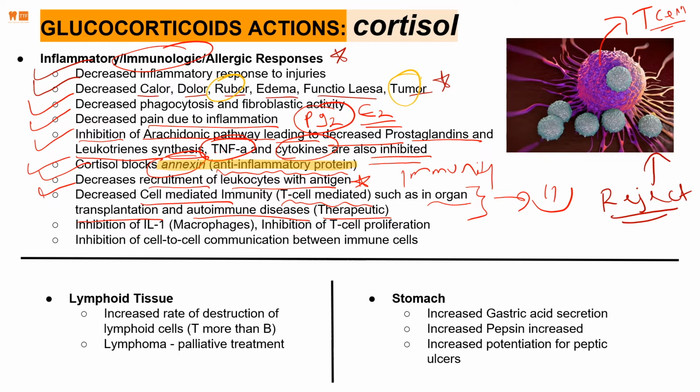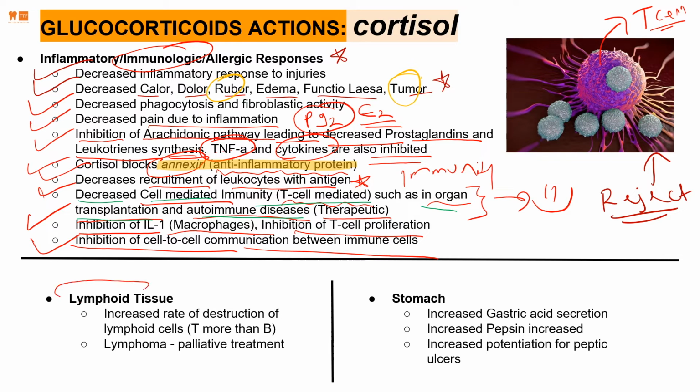How will it reject? Well, using T cells. T cells will go and fight the new kidney cells. But cortisol or glucocorticoids, hydrocortisone, these will go ahead and decrease that cell-mediated immunity. And therefore, organ transplantation and autoimmune diseases can be dealt with very easily. Relatively, of course. It's a very hard process, guys. And then inhibition of interleukin-1, which has to do with macrophages. And of course, inhibition of T cell proliferation, inhibition of cell-to-cell communication, basic immunity responses reduce.